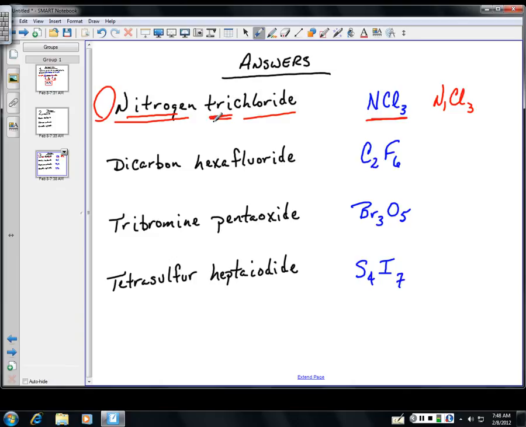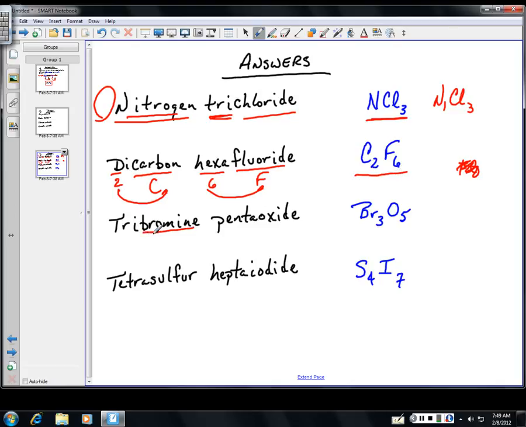The next one was dicarbon hexafluoride. So carbon, we found the C, we already knew that. Fluoride, most of us know now that that's F. Now some of you insist on abbreviating fluoride as Fl. I'm not sure where that comes from, but I always mark it wrong when I see it. Fluoride is F. Di, Greek prefix for 2. Hexa, Greek prefix for 6. Just make those numbers the subscripts on your formula, C2F6.